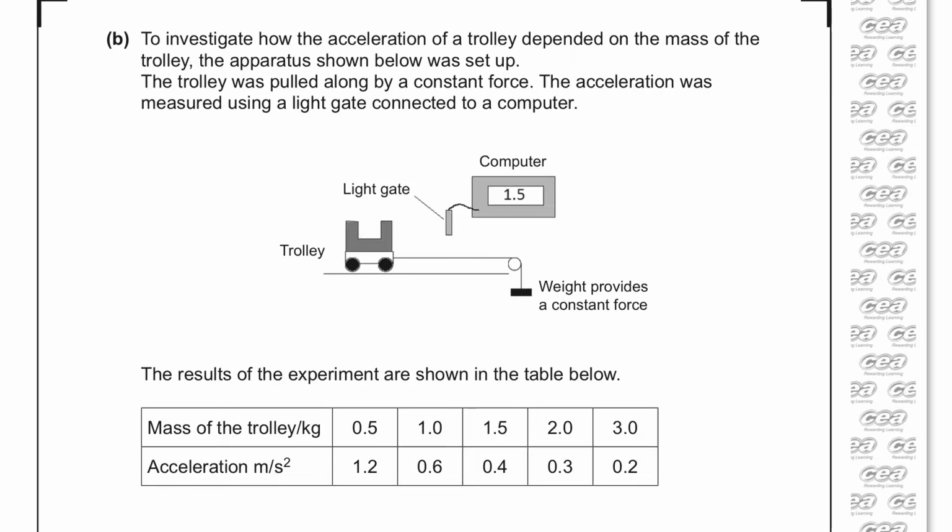The results are shown. You've got various masses of the trolley, and you get various accelerations. And that relates again to that last part we were doing, where the mass changing at a constant force would alter the acceleration. So when the mass was low, you get high accelerations, and when the mass was high, you get low accelerations.